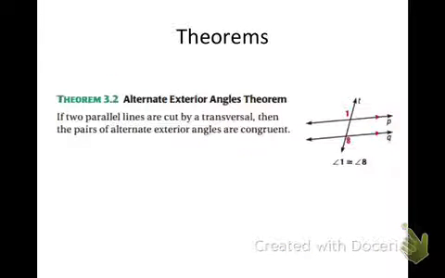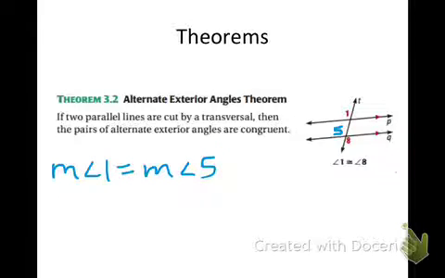How about the alternate exterior? Real easy, simple proof again. Let's put angle 5 back in there. Angle 5 is the corresponding angle with angle 1. So we already know that the measure of angle 1 equals the measure of angle 5, thanks to the corresponding angles postulate.